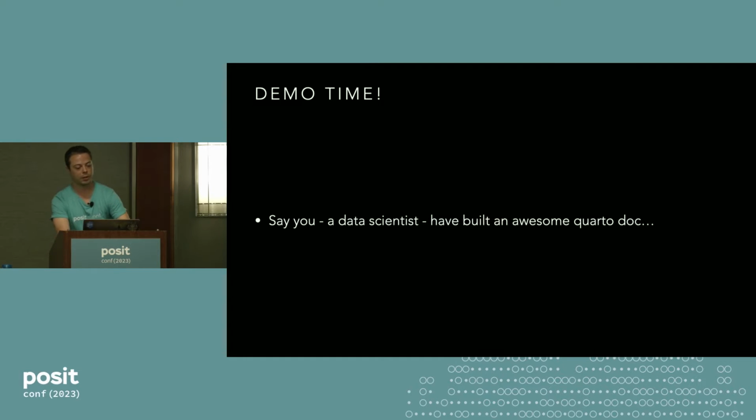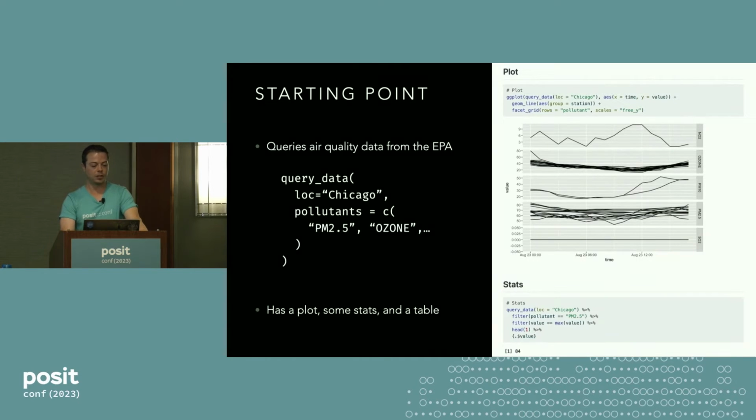OK, so now we can actually get started with the demo. Say, just picking a random profession, you're a data scientist, and you've built an awesome Quarto document. The Quarto document pulls some air quality data from the EPA. We have this little black box function called query data. You don't need to worry about that. But basically, you can pull a location and then various pollutants that go with that location. And in your Quarto doc, you have a plot. You have some statistics that you pull out of that data. And you have a table.